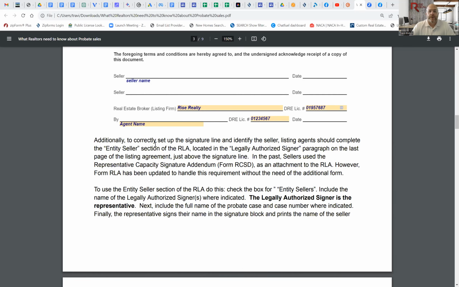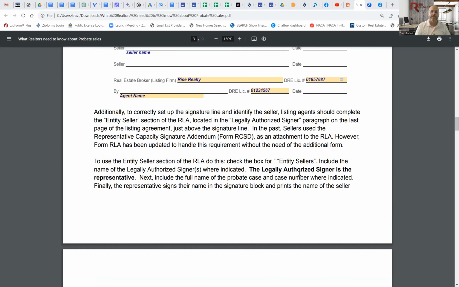Additionally, to correctly set up the signature line and identify the seller, the listing agent should complete the entity seller section of the RLA, located in the legally authorized signer paragraph on the last page of the listing agreement, just above the signature line. In the past, sellers used the representative capacity signature addendum, the RCSD, as an attachment to the RLA. However, the RLA has been updated to handle this requirement without the need of an additional form. So they basically incorporated the RCSD, if you haven't looked at it.